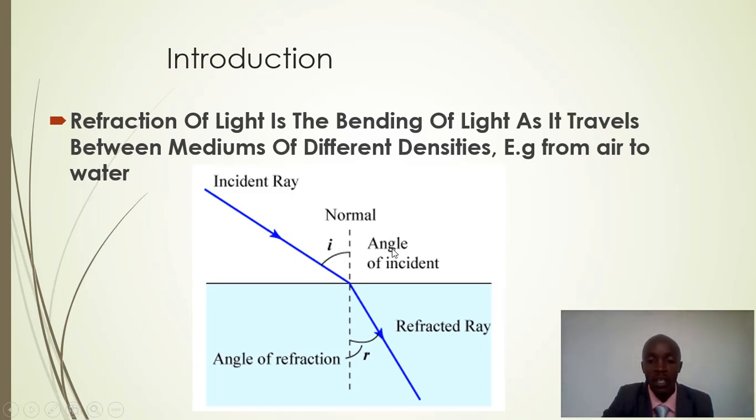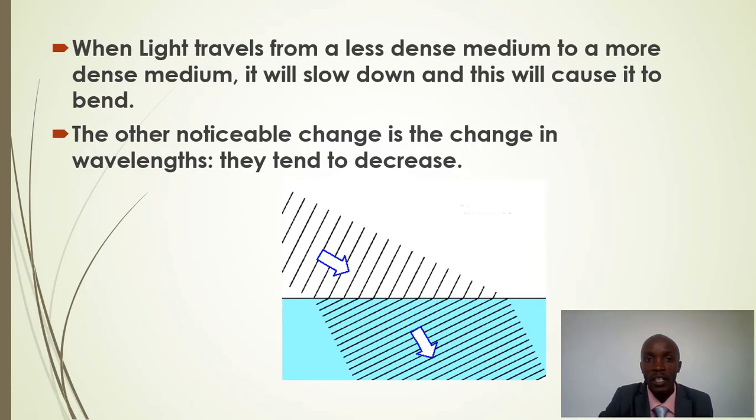Now, once the light enters the more dense medium, it tends to bend towards the normal. The angle between the normal and the refracted ray, as you can see here, denoted by R, is known as the angle of refraction. Now, when light travels from a less dense medium to a more dense medium, it slows down, and this will cause it to bend.